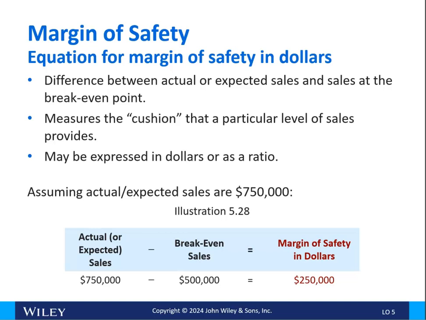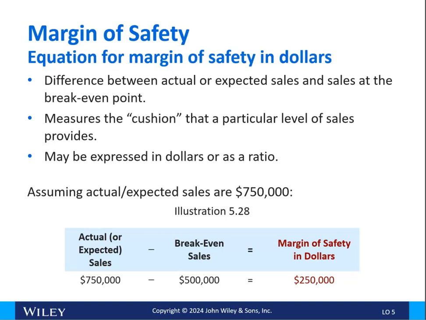The equation for margin of safety in dollars. So the margin of safety is the difference between actual or expected sales and sales at the break-even point. It measures the cushion that a particular level of sales provides, or the safety margin. It may be expressed in dollars or as a ratio.